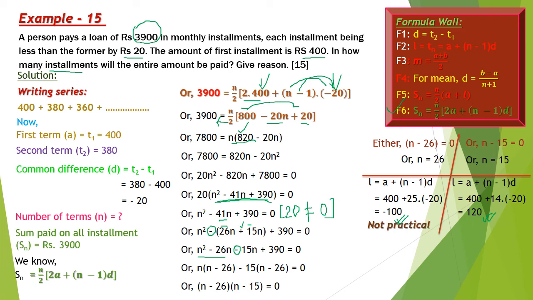This is the region part, and it is practical. In the last installment 120 can be paid, a negative value cannot be paid, so hence the entire sum is paid in 15 installments. So our answer is 15, not 26. So this concludes our example 15, a very important example.